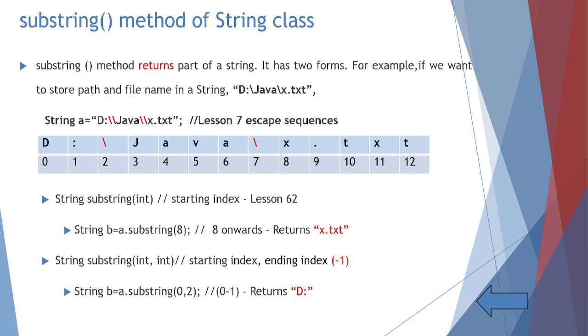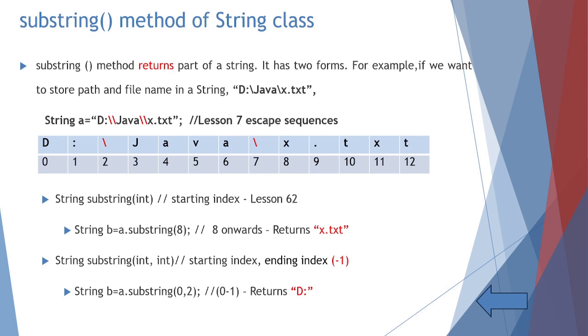Then another form of substring takes an int starting index and an ending index. As a programmer, we must remember that if you give an ending index, it takes till ending index minus 1. So String b equals a dot substring 0, 2. It takes 0 to 1 only. We must remember this. So 0 and 1, it extracts only two characters, that is d colon, the drive.